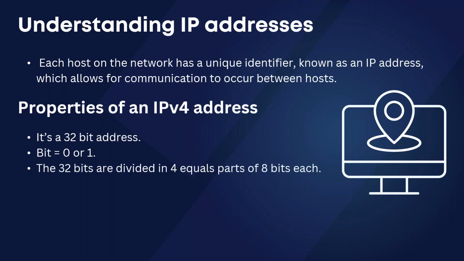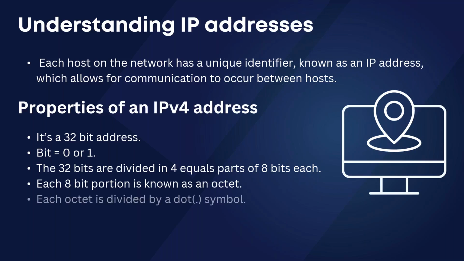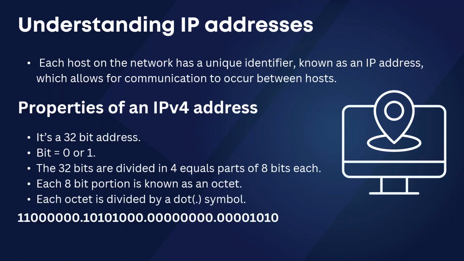Okay, and this 32-bit address again is actually divided in 4 equal parts, where each part consists of 8 bits, and that 8-bit portion is called as an octet, in the sense 8. Okay, and each octet is divided by a dot symbol. So therefore, this is what typically your IPv4 address looks like. As you can see, a combination of zeros and ones, which are actually in number of 32 zeros and ones, and each of that 32-bit address is divided in 4 equal parts again.